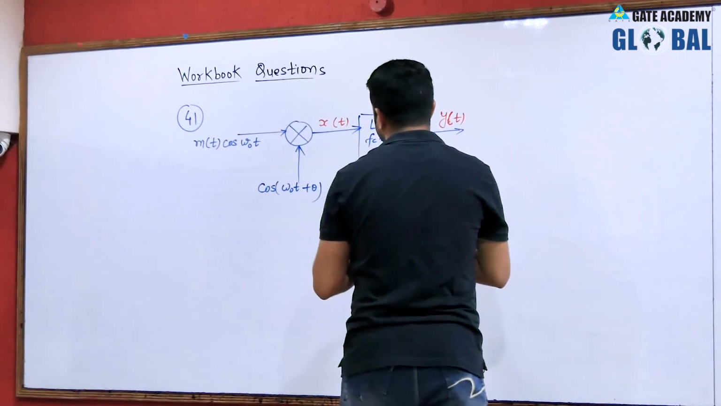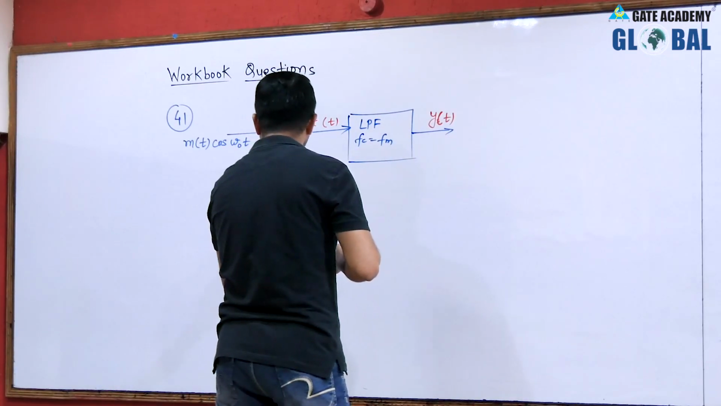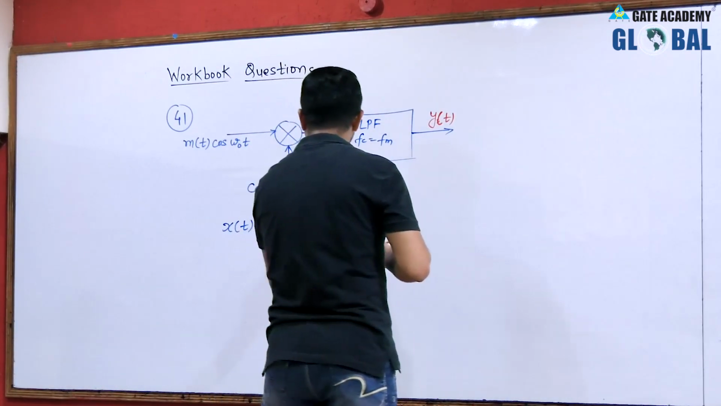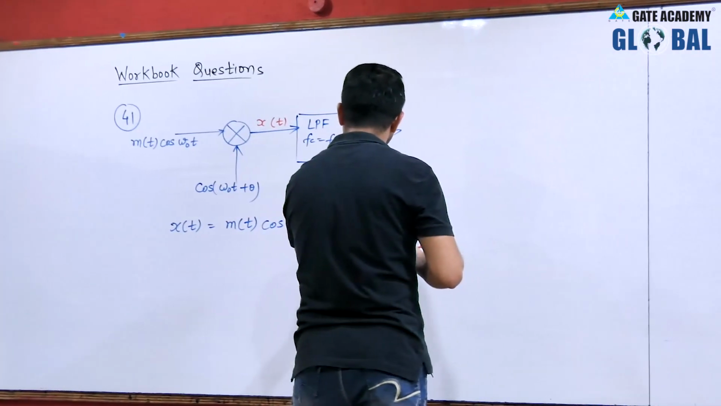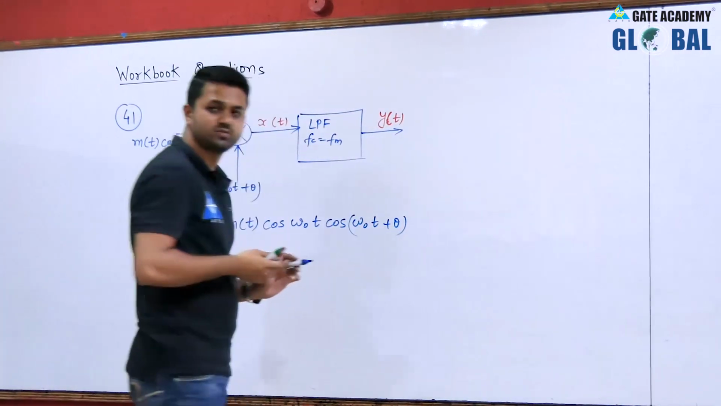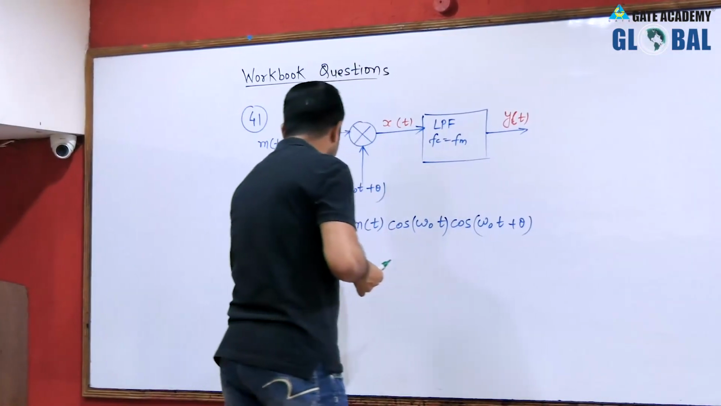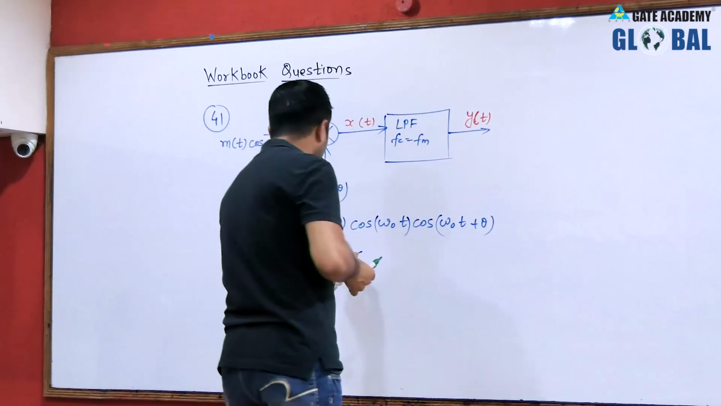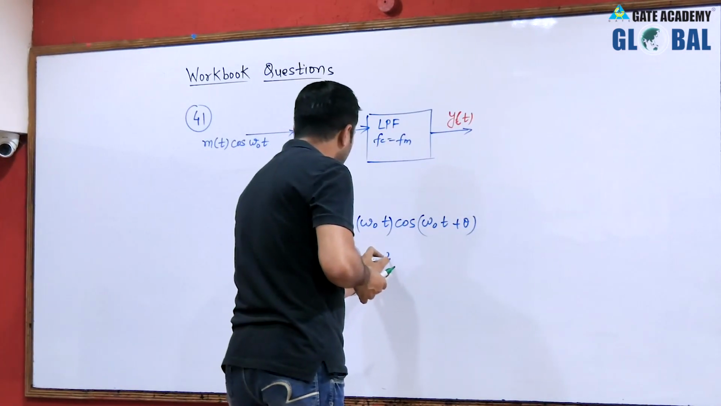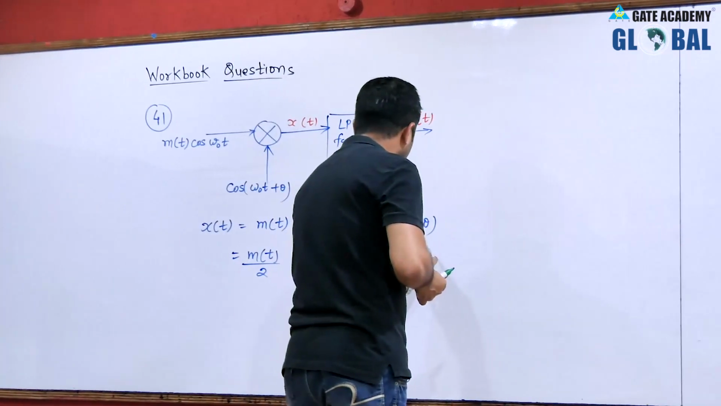So the value of x(t) would be the multiplication of these two, which is m(t) cos omega naught t into cos(omega naught t plus theta), and we can apply the cos A cos B formula. So 2 cos A cos B, so this is m(t) by 2, 2 cos A cos B is cos(A plus B), which is cos(2 omega naught t plus theta), and cos(A minus B) means cos of theta.